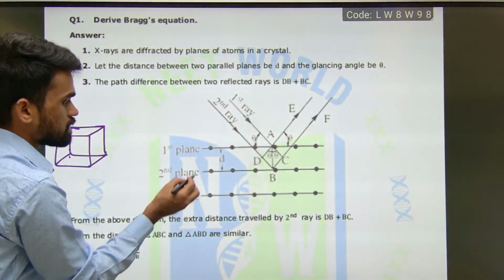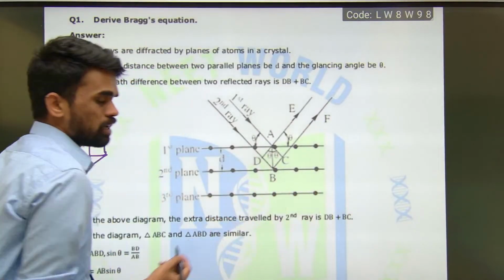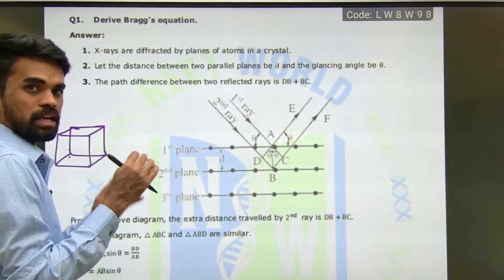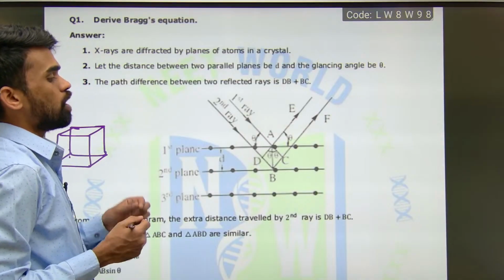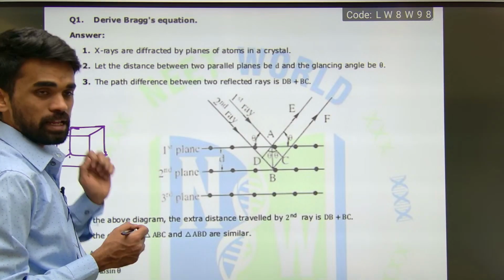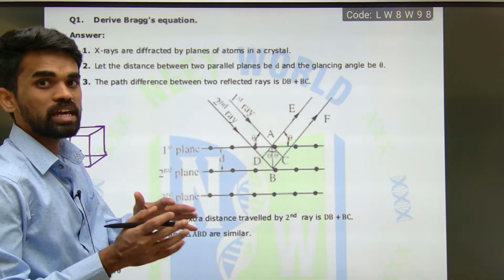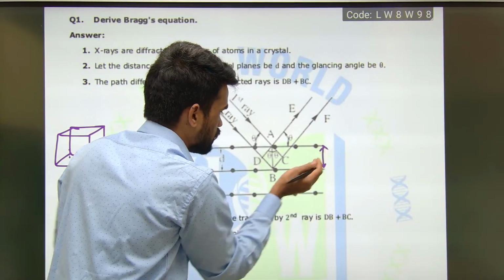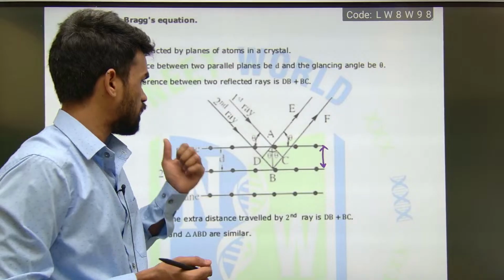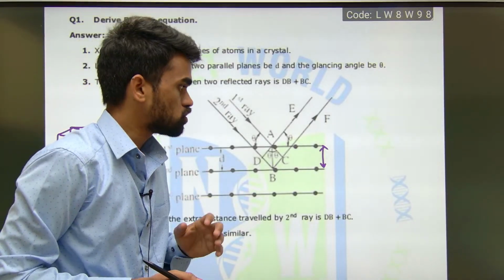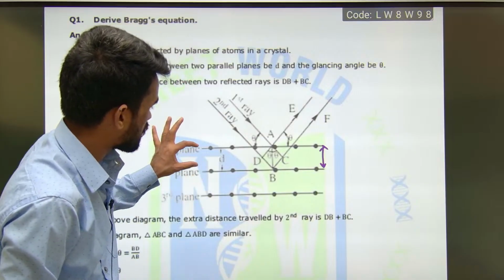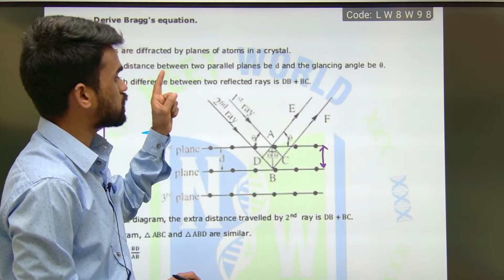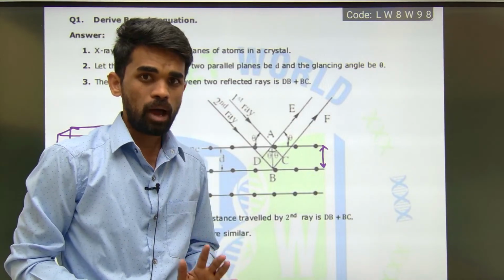Let us say this is a plane, this is a second plane, this is the third plane of a crystal lattice. In each plane, atoms are arranged in a fixed, regular pattern. So using Bragg's equation, we can calculate the interplanar distance, the distance between two planes in the crystal structures of these solid crystals. So what is the use of Bragg's equation? We can calculate the interplanar distance between two planes using Bragg's equation. This is the first application you can remember.